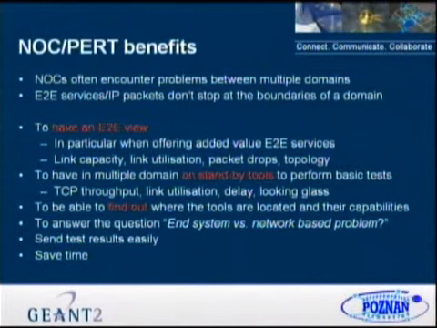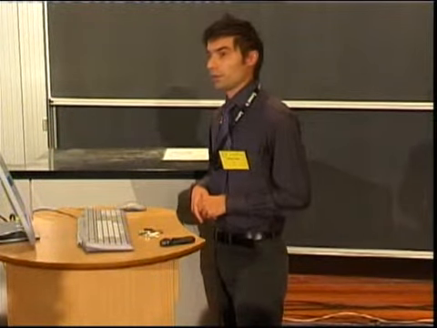So let me first highlight some NOC and PERT benefits. NOCs usually encounter problems between multiple domains, as the end-to-end services cross multiple domains. So the traffic doesn't stop at the boundaries of the NRN. If we are talking about some project running within Europe, there could be one NRN, then the traffic goes through the GN2 network, then there is another NRN at the second end, and there could also be a regional network involved. And there could be even more of them if we are talking about international projects, for instance, if we are linking to some institutions within North America.